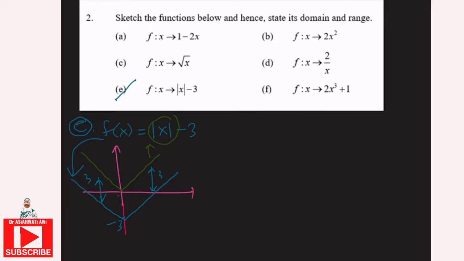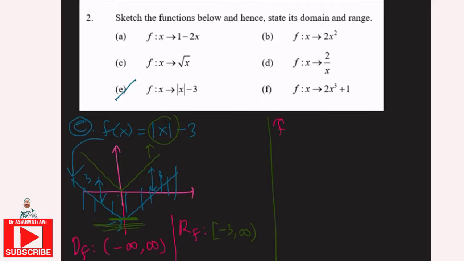Now refer to the blue graph to find the domain. Domain for f from the graph is from negative infinity to infinity. Check the x-axis. For range, refer to y. From here, there is no graph below negative 3. Up here, negative 3 included, up to infinity. This is the range. Settle for E.